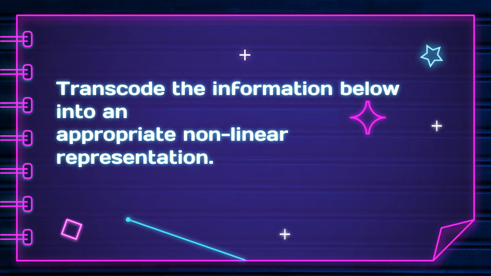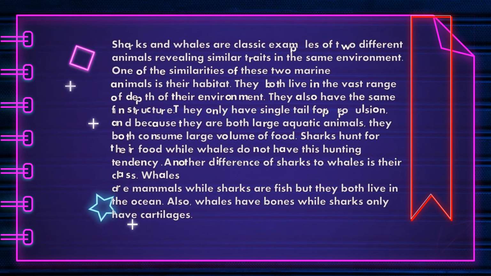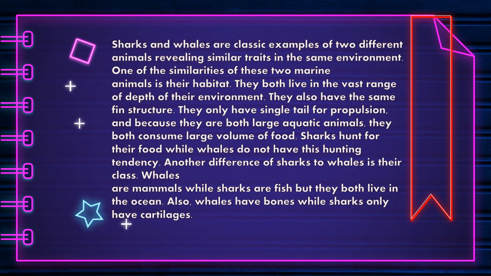Now let's do this. Transcode the information below into an appropriate nonlinear representation. Sharks and whales are classic examples of two different animals revealing similar traits in the same environment. One of the similarities of these two marine animals is their habitat. They both live in the vast range of depth of their environment. They also have the same fin structure. They only have single tail for propulsion.